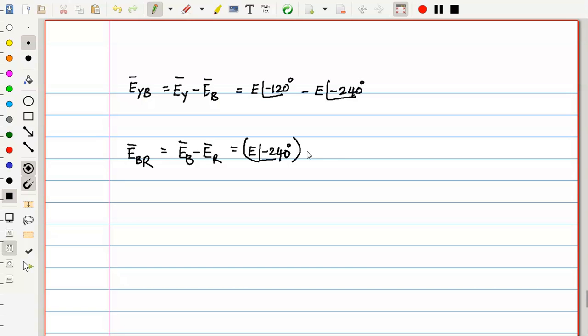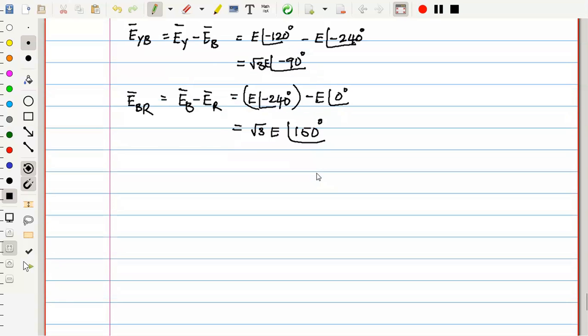ER is E at an angle of 0. Quickly tell me what are all these. So this, yeah, at an angle minus 90. Very good. What about this? Root 3. I think here E is there, right? Root 3 E at an angle of 150. Now try to plot all these voltages, which gives a good significance.